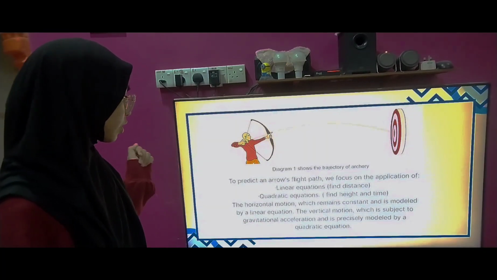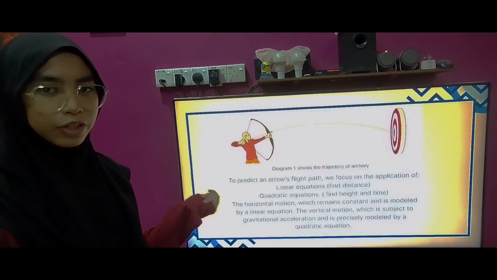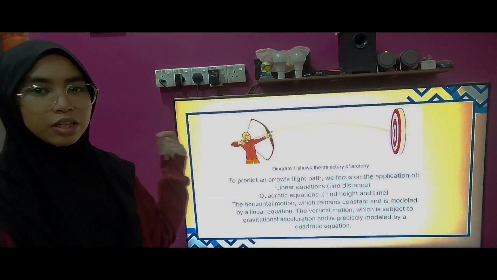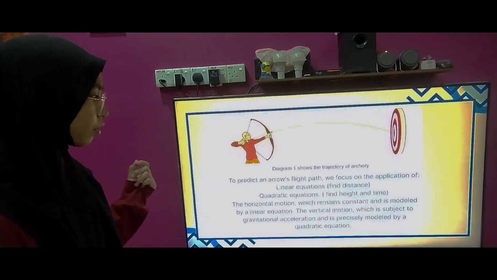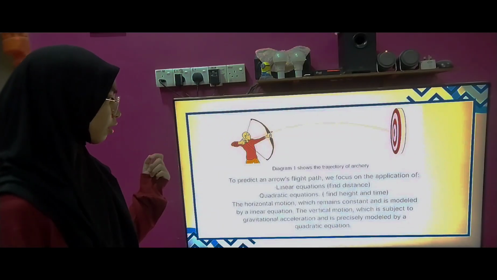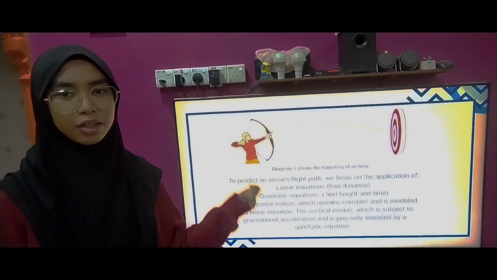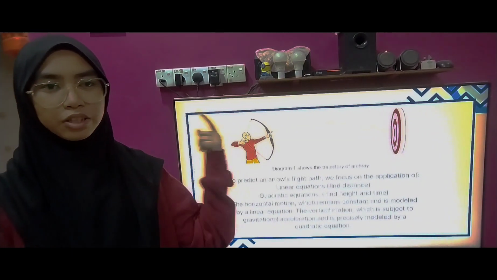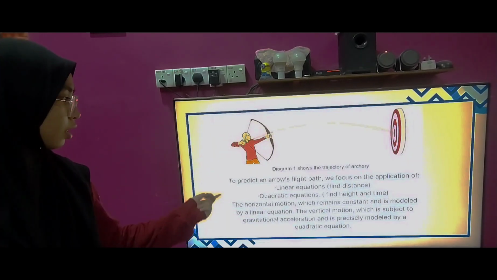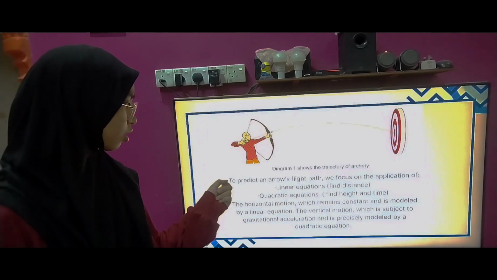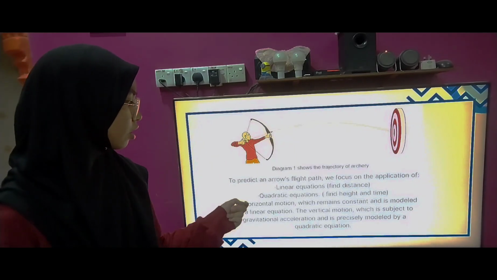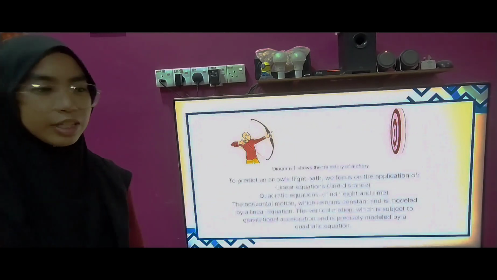Okay, I'll write here. To predict an arrow's flight path, we focus on the implications of linear equations, where we'll use the linear equations to find the distance, and we'll use the quadratic equations to find the height and the time taken for the arrow to hit the target and the ground. The horizontal motion remains constant and is modeled by a linear equation. The vertical motion, which is subject to gravitational acceleration, is precisely modeled by a quadratic equation.